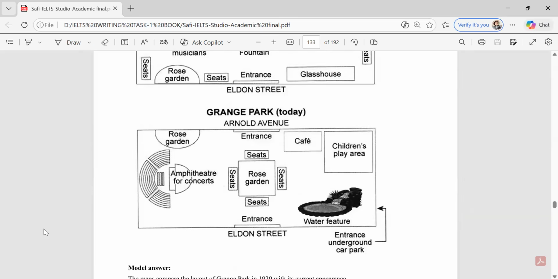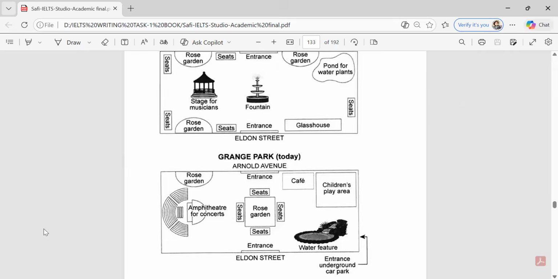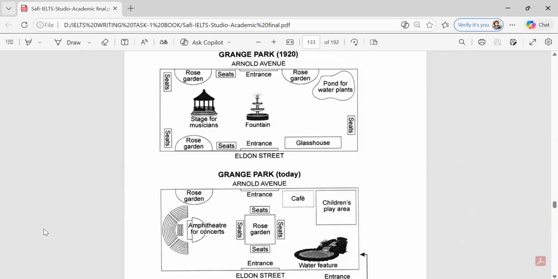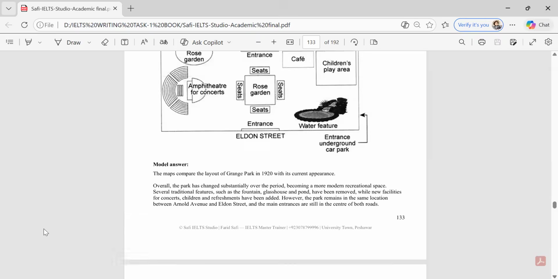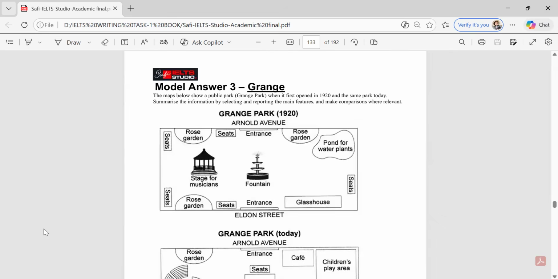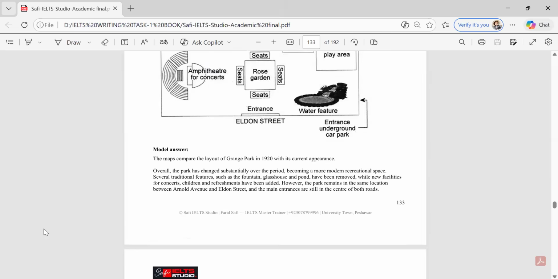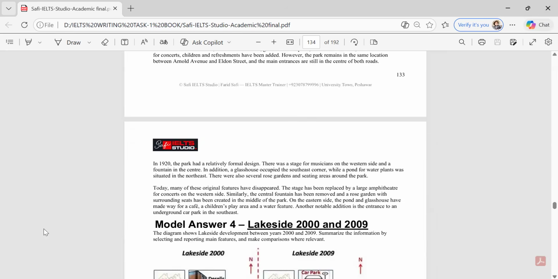तो इसमें अगर आप ओवरव्यू देखें, तो ओवरव्यू में हमारे पास जो बिग चेंजेस है, उस चेंजेस के बारे में हमने लिखना है कि फाउंटेन और ये स्टेज फॉर म्यूजिशियन एंड पॉन्ड हैज रिमूव्ड. क्लियर? और उसकी जगह हमारे पास क्या क्या चीजें आए? सो द बिग थिंग्स. एंड देन इफ देयर इज एनीथिंग दैट रिमेन चेंज, सो दीज आर द एंट्रेंसेस. अब इसके बाद हमने सबसे पहले एक मेन बॉडी पैराग्राफ पहले वाले पे लिखना है, 1921, and then we can write the second one on the later on today.